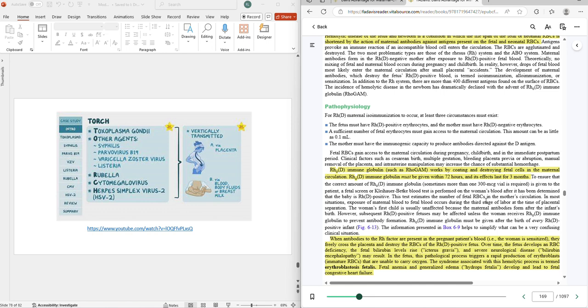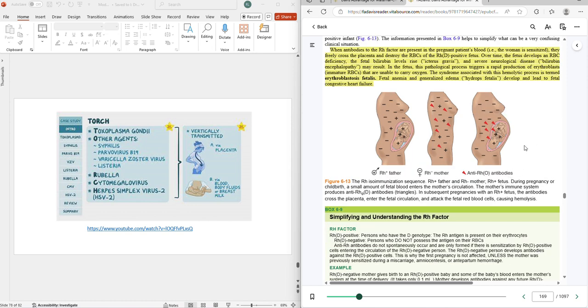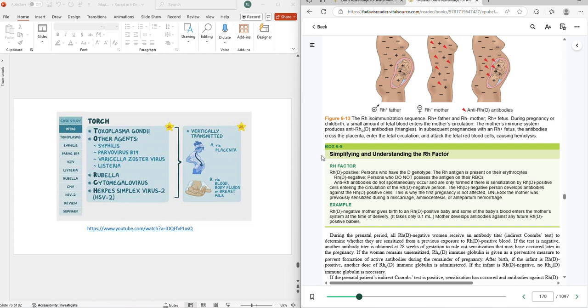So I want you to read through that, make sure you understand it. And then here's the picture. So if we have an Rh positive dad, Rh negative mama, then we're going to have some antibodies here, okay? The baby's going to probably have a positive blood type, okay? So simplifying it, here's an example. You can read through this. It would be great for you to know box 6.9, okay? I'm just going to highlight, yep.